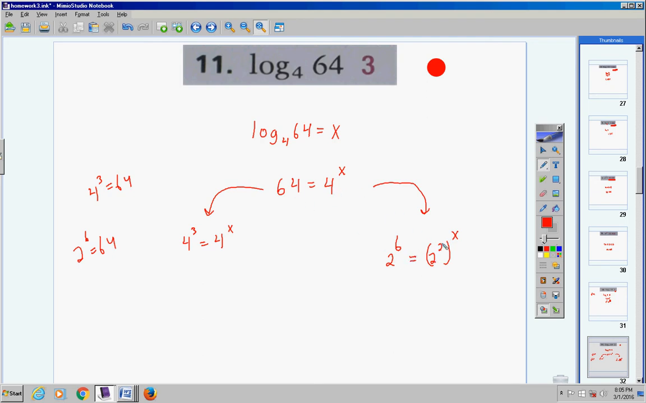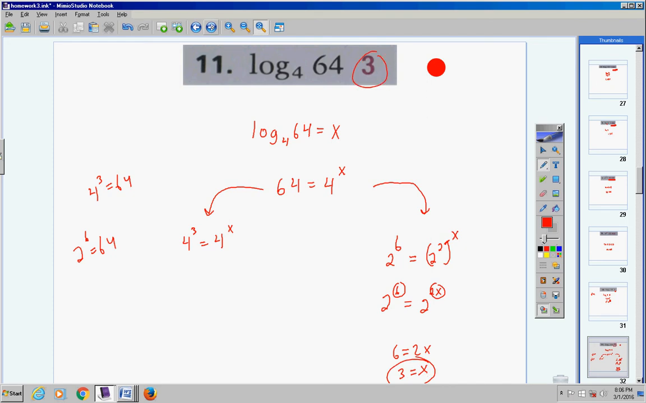Now, when you have two exponents like this, you multiply them together. So 2 times x is 2x. Now, you have like bases, so this exponent here has to equal this exponent here. So 6 has to equal 2x. Divide both sides by 2, and 3 equals x. Either way, you get the same answer, okay?